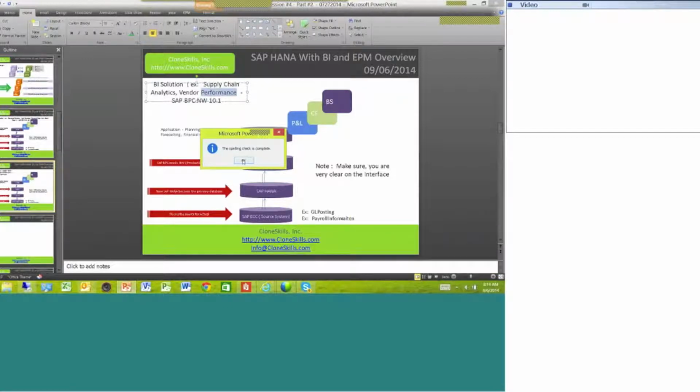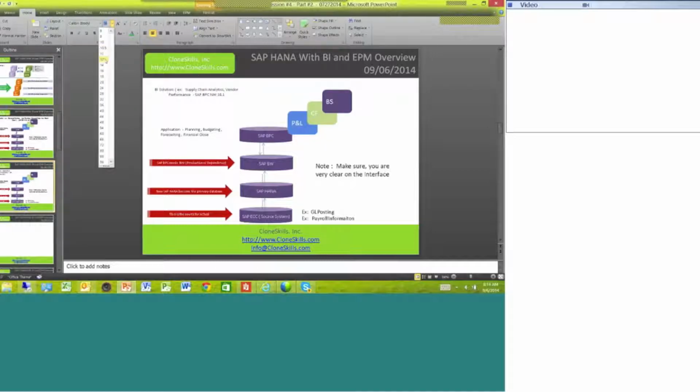So I'm trying to implement a BI solution. What is it that I'm trying to implement? I'm trying to implement vendor performance. Supply chain analytics, vendor performance. So what does that mean? I'm trying to create a vendor performance scorecard. I want to create a vendor performance scorecard.